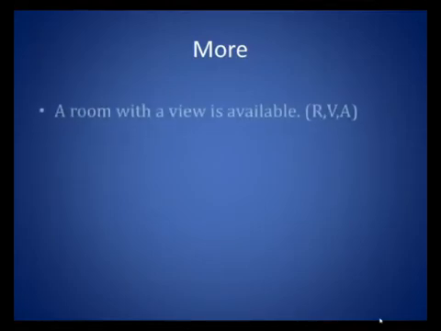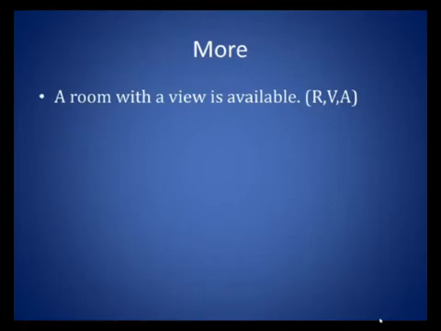Let's look at some more. I'm steadily getting more complicated here. Be sure to do the practices in the book. A room with a view is available. Predicate, we're going to use the predicate symbols R, V, and A to respectively stand for room, view, and available. Again, I'll give you 1 second to see if you can figure out how to translate this. Ask yourself, is this universal, existential, or singular?